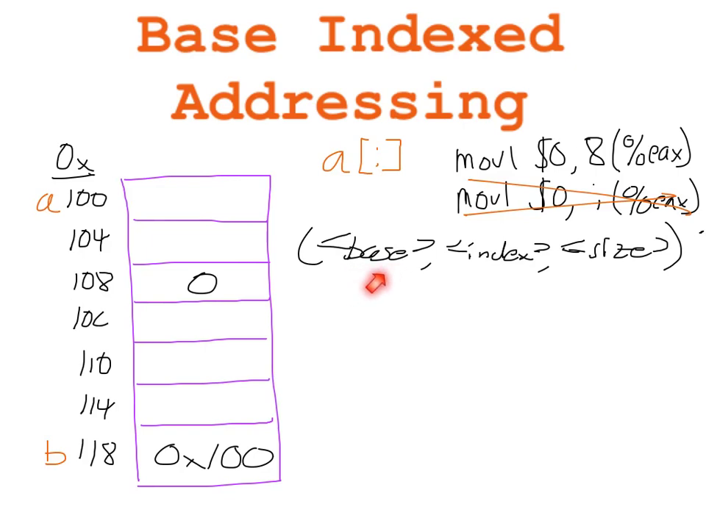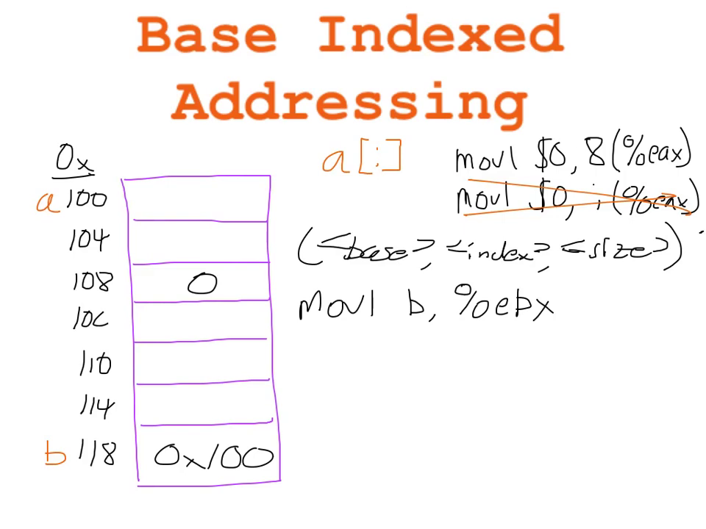So let's use a simple move, say movl B, and let's put it into the %EBX register. The reason I choose the B register is because B is the first letter of base, and so it's common to use the B register as the base in base index addressing. However, there is nothing magic about the B register. You can simply choose whatever you want, whatever register you have available.